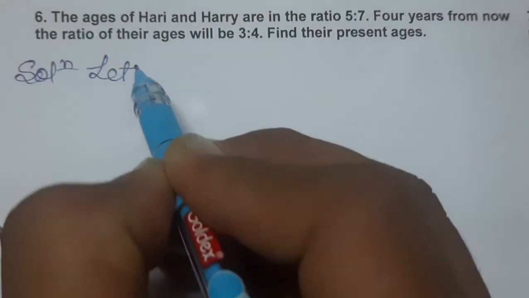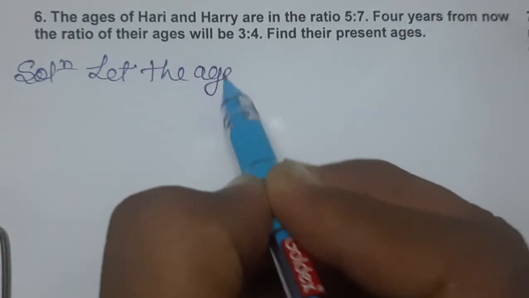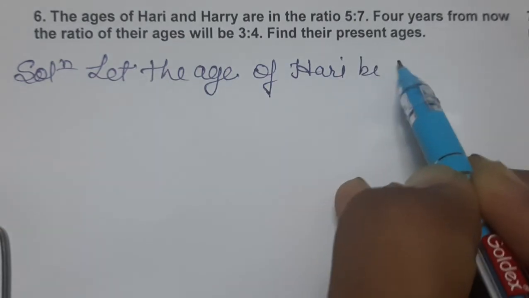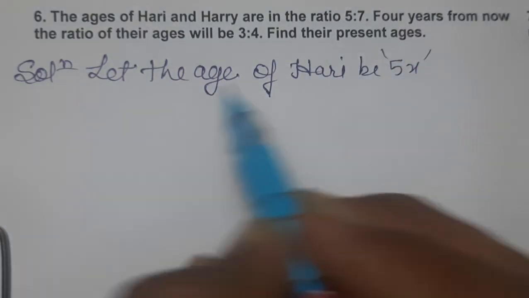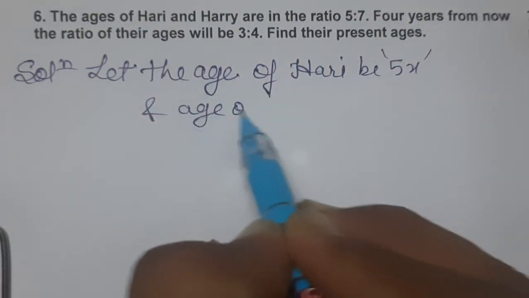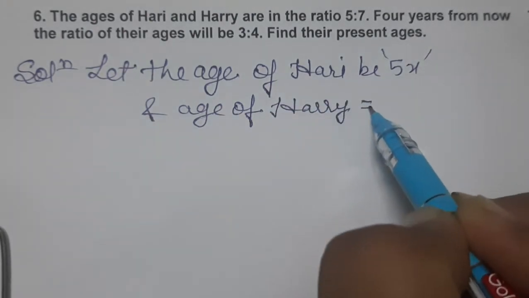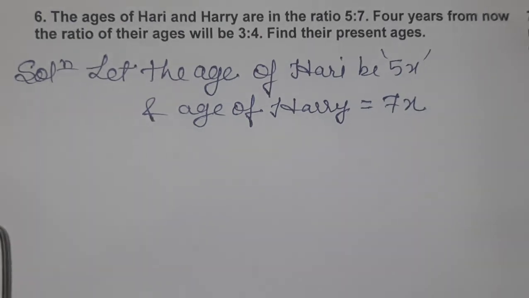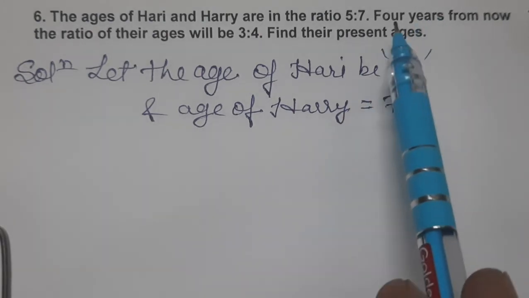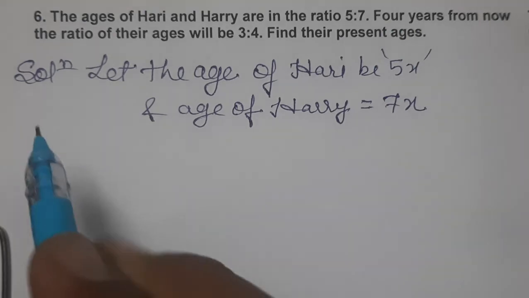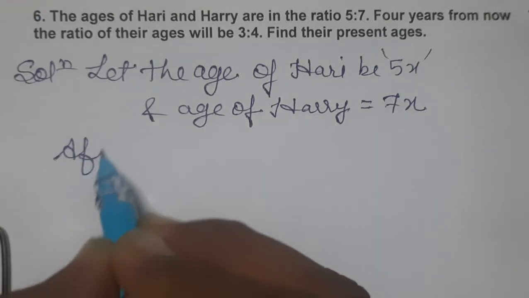Let the age of Hari be 5x and the age of Harry be 7x. The ages are in the ratio 5:7, so the ages are 5x and 7x. Now read the question's second statement. 4 years from now means after 4 years. So let's find out the ages after 4 years.